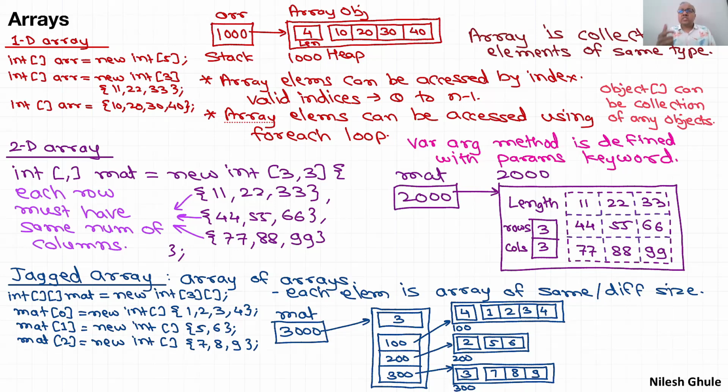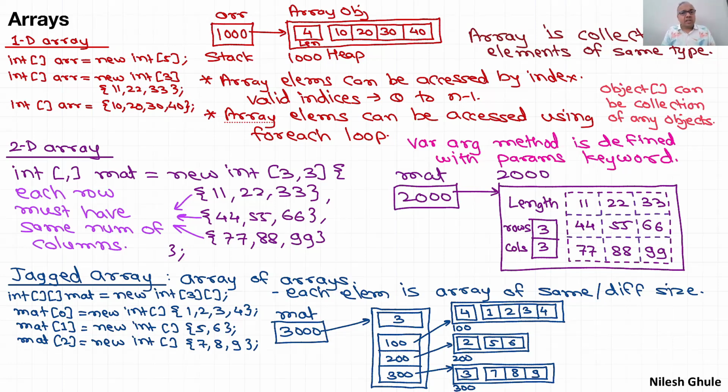And then there is one syntactic sugar, meaning if you want to initialize the array directly, then writing this new expression is not required. So you can see the next example, int ARR and curly bracket 10, 20, 30, 40. Here I can see that it is an array of 4 integers.